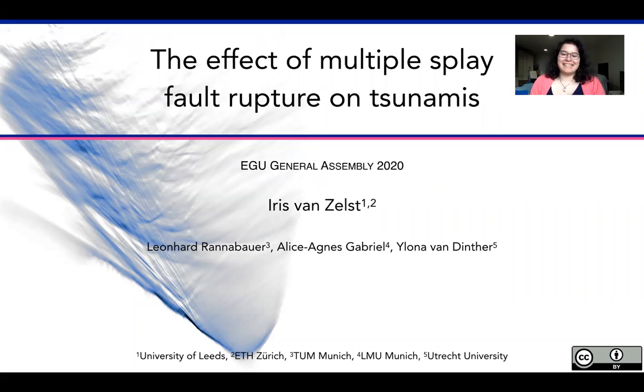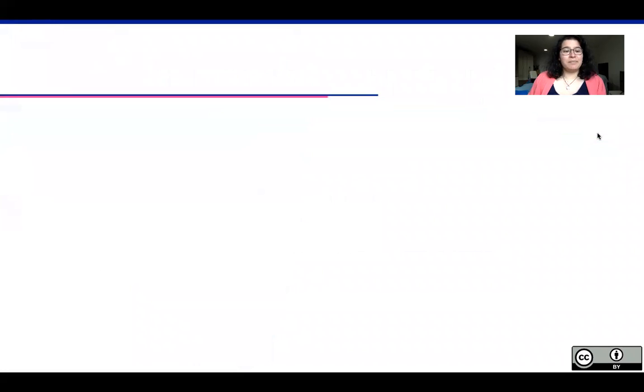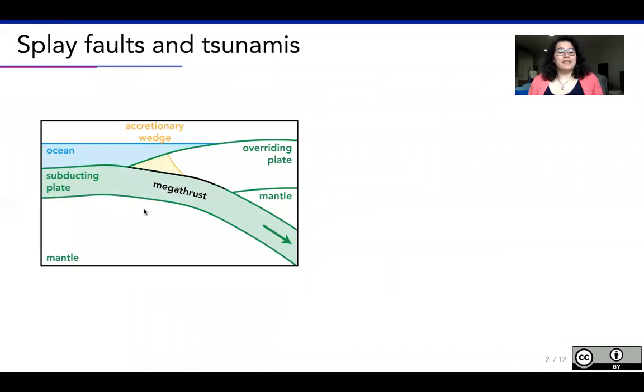I am Iris van Zelst and I will be talking to you about the effect of multiple splay fault rupture on tsunamis. So what are splay faults exactly? Well, here you have a little figure of a very simplified subduction zone. You have the megathrust, which is the main interface between the subducting plate and the overriding plate. And in the accretionary wedge, you then have faults that splay away from the megathrust, called splay faults. And as you can see, these faults are steeper than the megathrust.